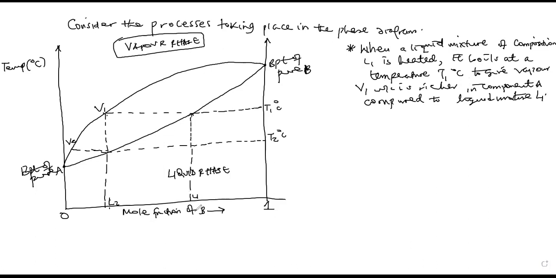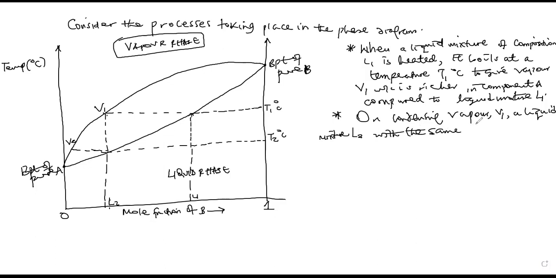Now, when we heat L1, it boils at T1 to give V1. That is the first step. Second, on condensing that vapor V1, a liquid L2 is obtained, a liquid mixture with the same composition as that of vapor V1. In other words, when you condense V1, you get L2, but this L2 has the same composition as vapor V1.